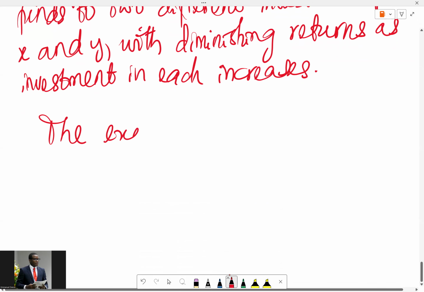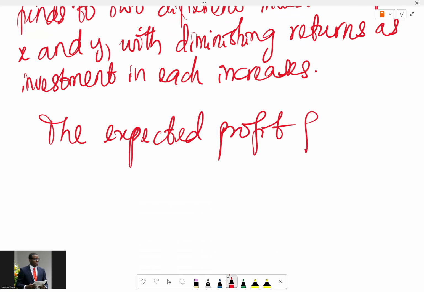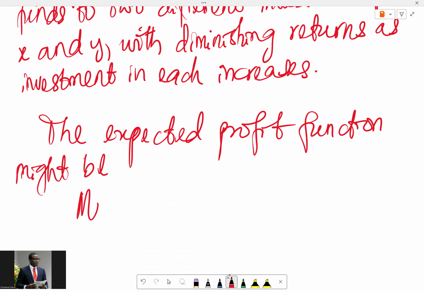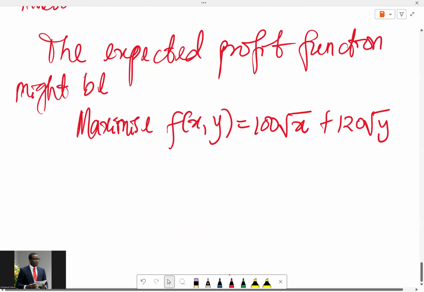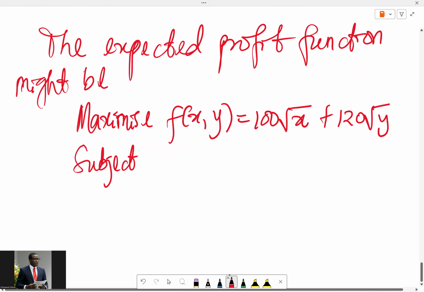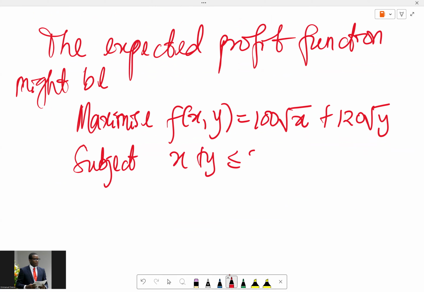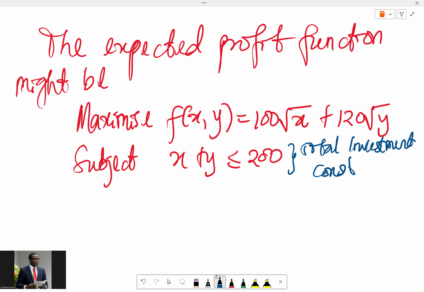Okay. The expected profit function might be: maximize f of x comma y equals 100 square root of x plus 120 square root of y, subject to, so you can already see we have square roots in that place, so that makes it non-linear. So subject to x plus y less than or equal to 200, which would represent the total investment constraint. Then we also have x comma y greater than or equal to 0, which is the non-negativity constraint as usual.